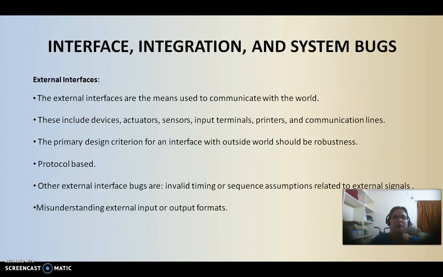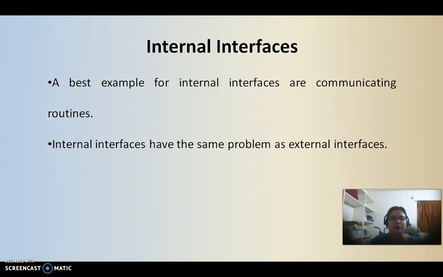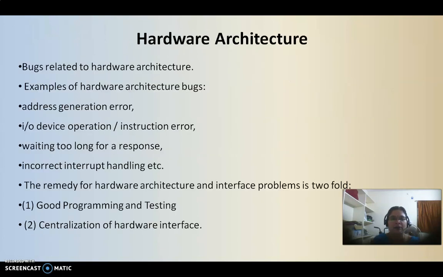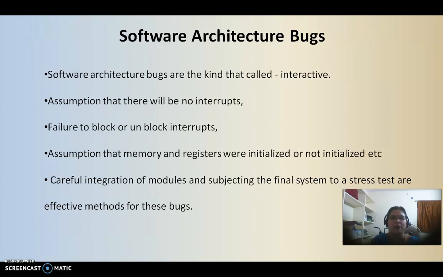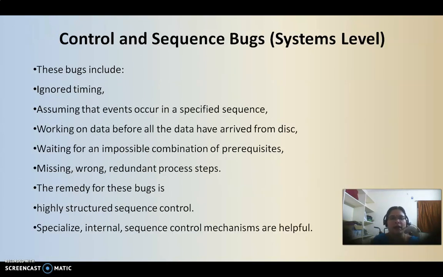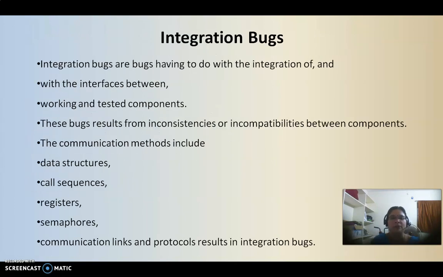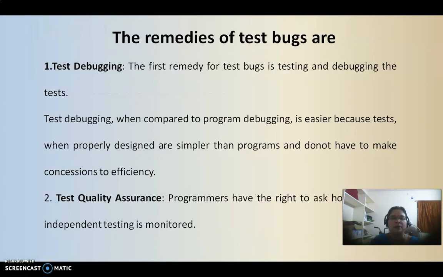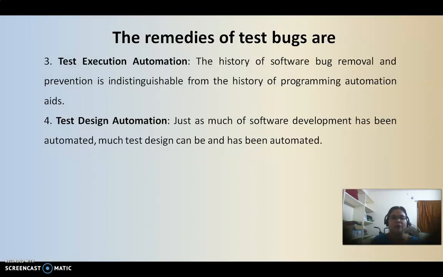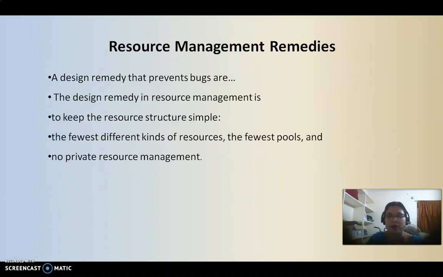Now we see interface, integration, and system bugs: internal and external interfaces, hardware architecture, operating system bugs, software architecture bugs, control and sequence bugs, resource management problems, resource management remedies, integration bugs, system bugs, test and design bugs, and remedies for them. All these things we will see in the coming video. I will stop now. Please follow all my videos. The remaining bugs I will start in the coming video.